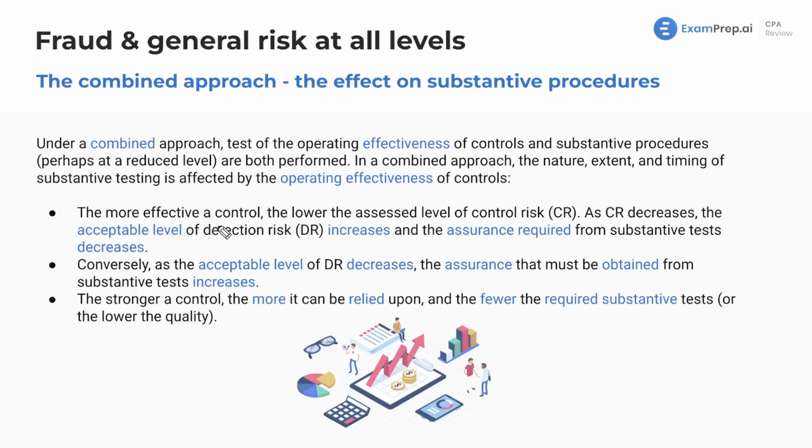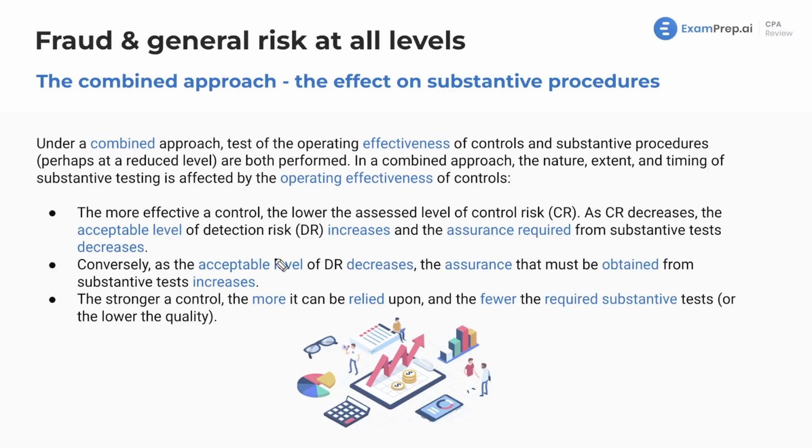So the more effective a control is, the lower the assessed level of control risk. That makes sense, right? Because the more we can trust the way the client processes cash, the better off chance we just won't have actual fraud or errors within cash. We have a lower level of control risk, and as control risk decreases, the acceptable level of detection risk, which is the risk that you as the auditor miss something, increases, and the assurance required from substantive tests decreases.